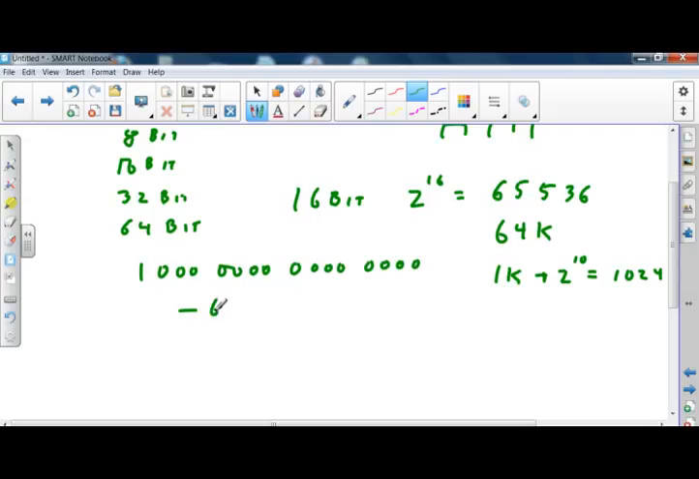minus 65536. Or I could have 0, 1, 1, 1, 1, 1, 1, 1, 1, 1, 1, 1, 1, 1, 1, 1, and I'd have a positive number, 65535. So I can only go from 65,535 to minus 65,536. Those are the furthest my range can go in 16-bit math.